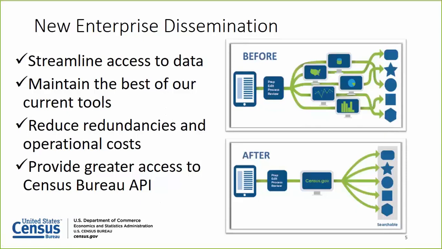And everything from data.census.gov is fed from the Application Programming Interface, or API, which allows us to provide you greater access. In the short term, you're seeing greater access to the API as more data.